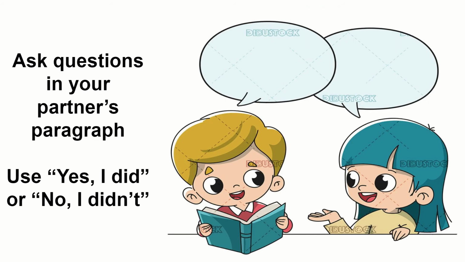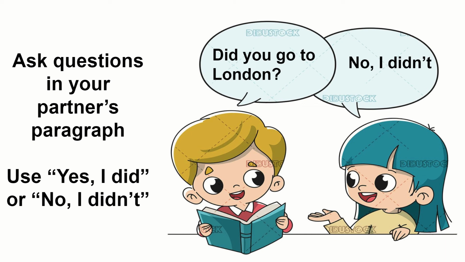You can practice speaking by asking questions with your partner's paragraph. From that paragraph, you can ask them questions. Then, when you answer, you only use yes, I did or no, I didn't. For example, you can ask your partner or your friend or your family members, did you go to London? The answer can be yes, I did or no, I didn't. Or what else can you ask? Did you have dinner with David Beckham? Yes, I did or no, I didn't. Okay? A simple activity.